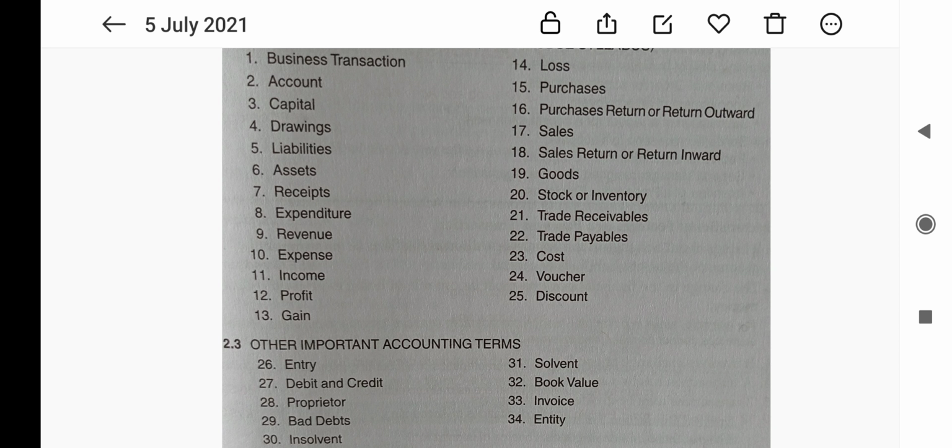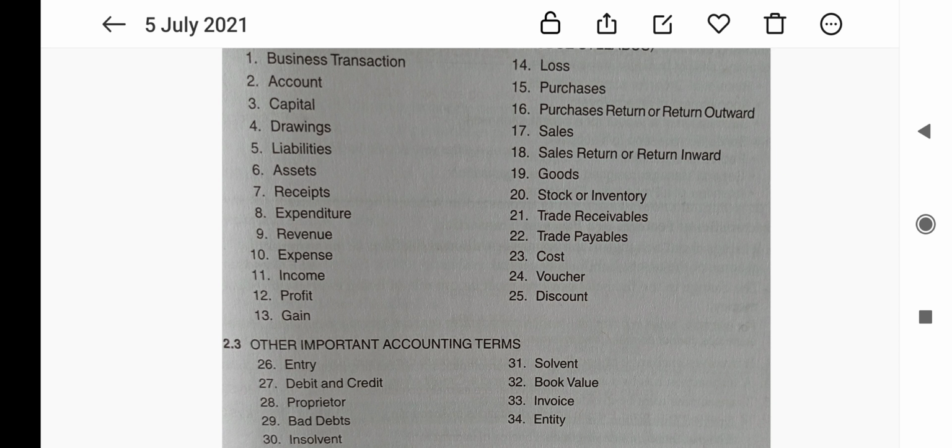Now the next term is loss. It is the excess of total expenses over total revenue. Okay. Now the next term is purchases. It refers to the amount of goods bought by a business for resale or for use in production.